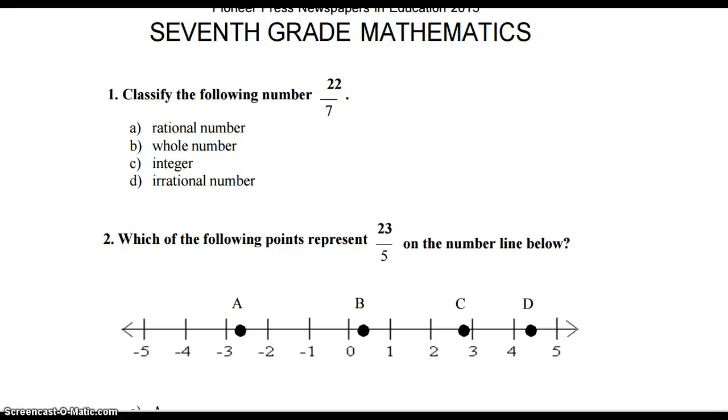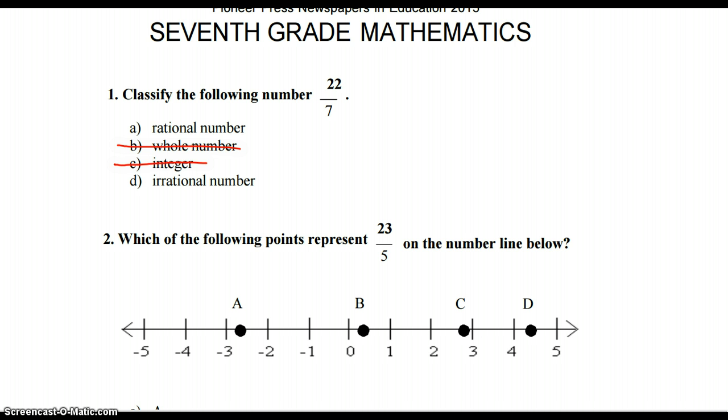Okay, let's check out numbers 1 through 5 on the 7th grade MCA packet. The first one wants us to classify the following number, 22 sevenths. The first thing that I always like to check is, am I going to get a whole number? If I take 22 divided by 7, is that going to come out to a whole number? The answer is no. 7 doesn't go into 22 evenly. We get a decimal, which also eliminates the possibility of it being an integer.